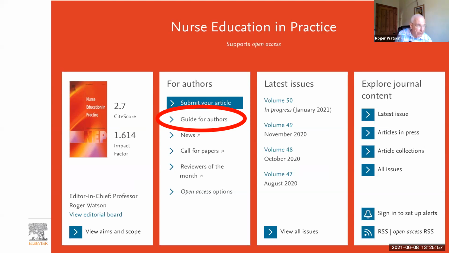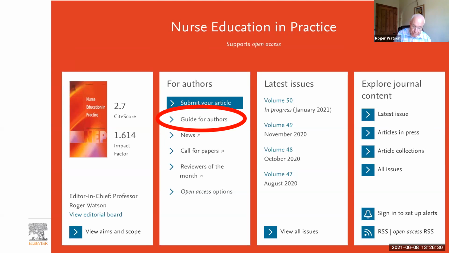I think one of the best pieces of advice I can give any author, whether they're experienced or not so experienced, is that you should always have a journal in your mind when you are writing your manuscript. In other words, check the guidance, find out what the journal requires, and then write to those requirements. Of course, if your paper is rejected, you then need to think of another journal and you need to check the guidance again and write for that.